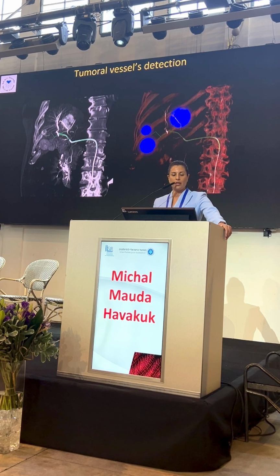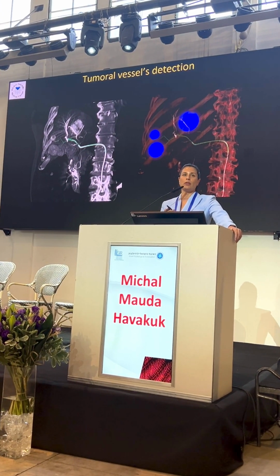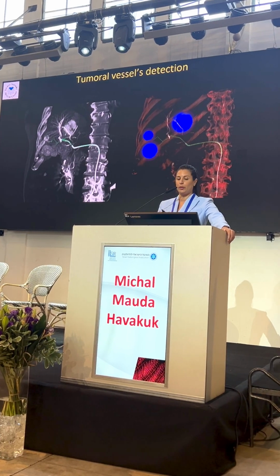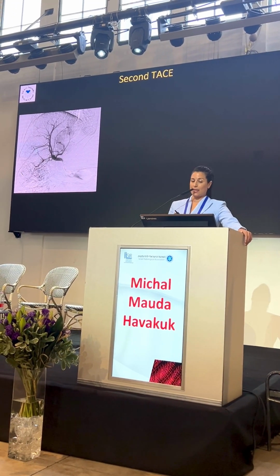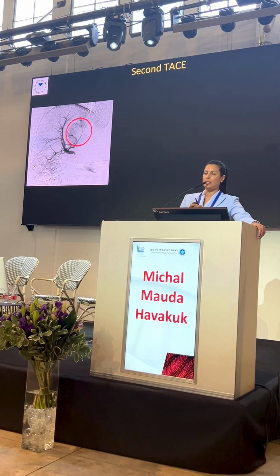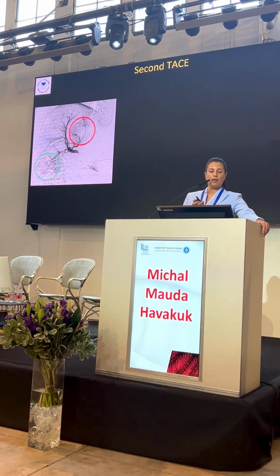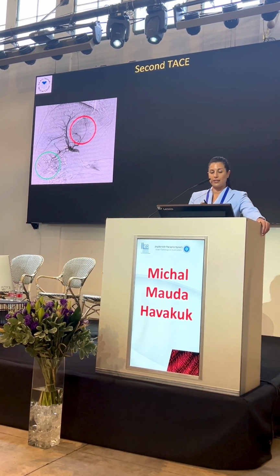So initially, we performed lobar TACE, but we know that lobar TACE is usually not sufficient, and a second procedure was planned. Here is an angiogram from the second procedure. On the right circle, you can appreciate the residual enhancement of the tumor, while here in green, the 2 other tumors were successfully embolized previously and are not enhancing.